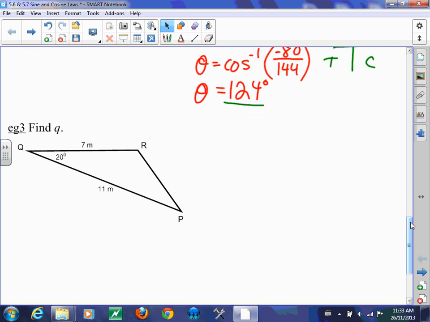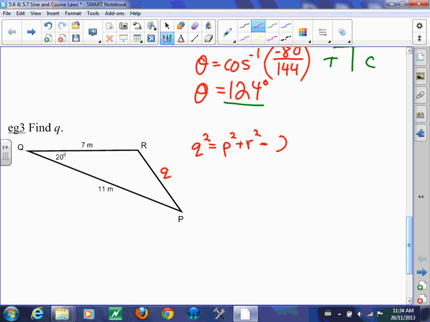All right, last example for today is finding Q. So Q, ladies and gentlemen, is a side length. You might want to put that in on your diagram. So basically what we're looking for here is Q squared equals the other two sides squared, which is P squared plus R squared minus 2 times PR times the cos of the angle given Q.